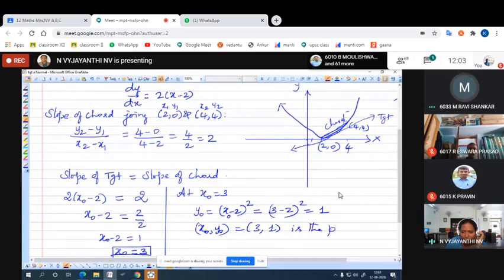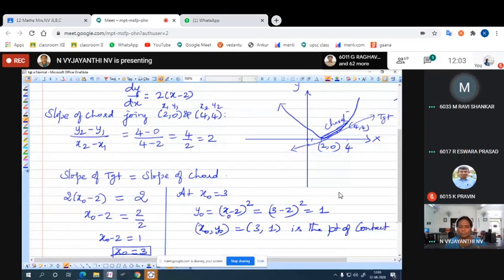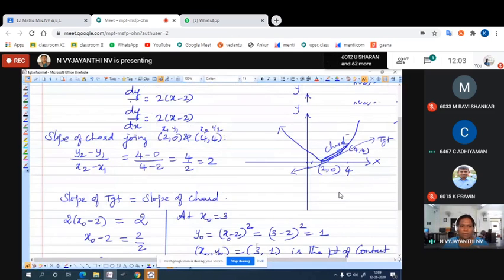(3, 1) is the point of contact. What is the meaning of point of contact? The place where the tangent intersects the curve, where the tangent is drawn at the curve. So they have asked only that one, no?